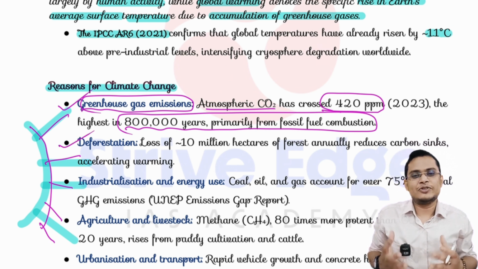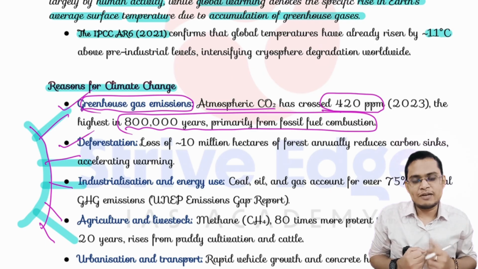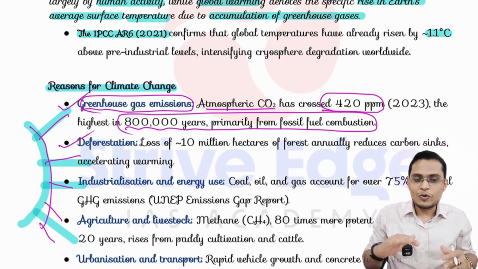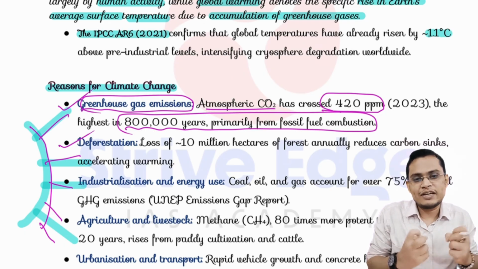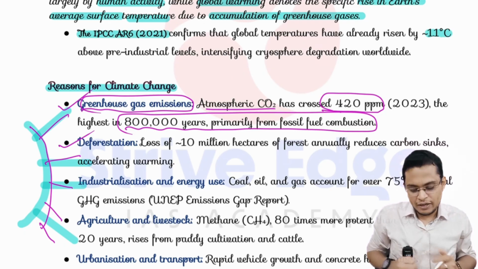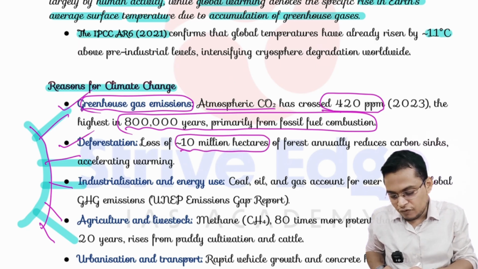Next is deforestation. Trees are generally like a sink to absorb all this carbon dioxide. But what we are doing, we are not only emitting carbon dioxide, we are also removing all these sinks. The trees otherwise absorb a lot of carbon dioxide. So that is the problem. Each year we are cutting 1 crore trees.